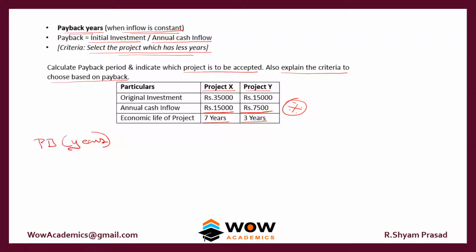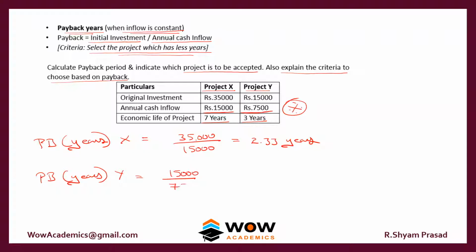So we'll start with project X. The formula works like this: 35,000 is the initial investment divided by the annual cash flow. You will get the answer, which comes to 2.33 years. And for project Y, it comes to 15,000 divided by 7,500. So the answer comes to 2 years.